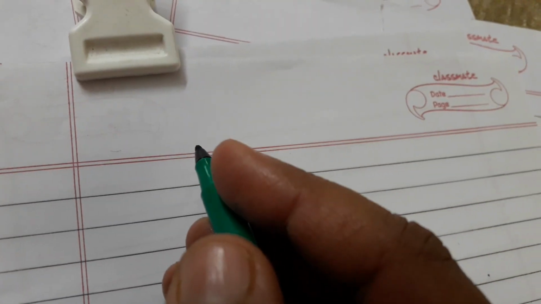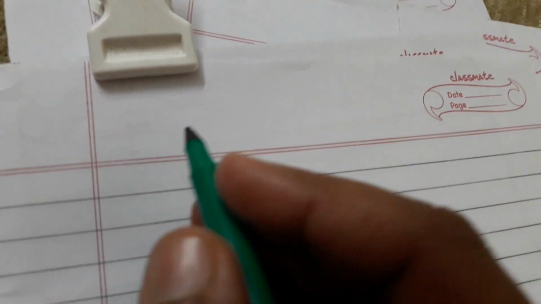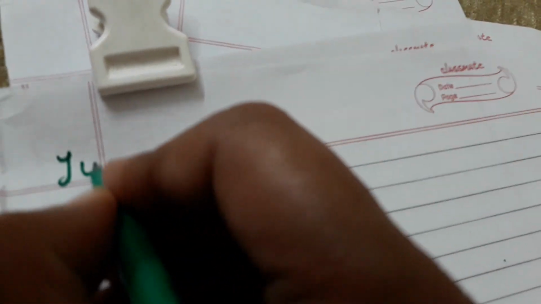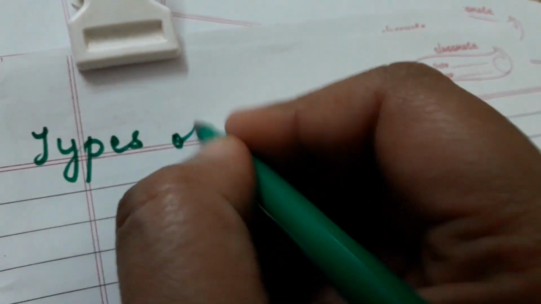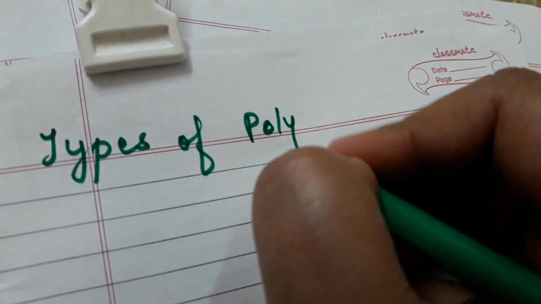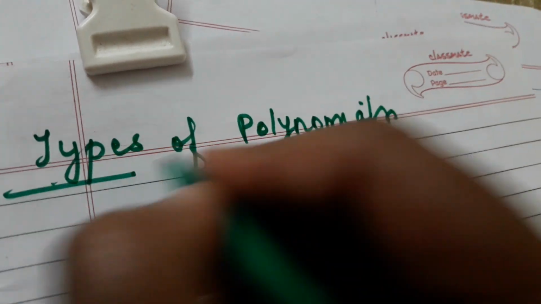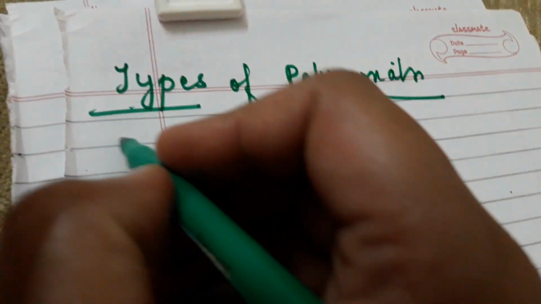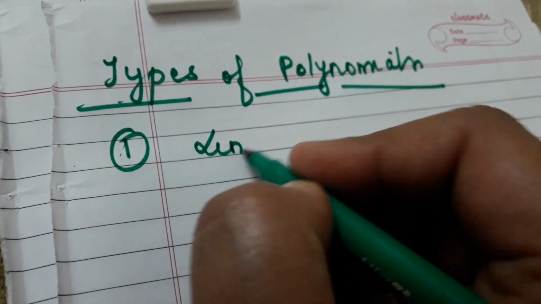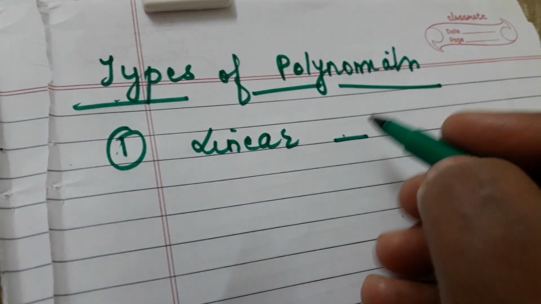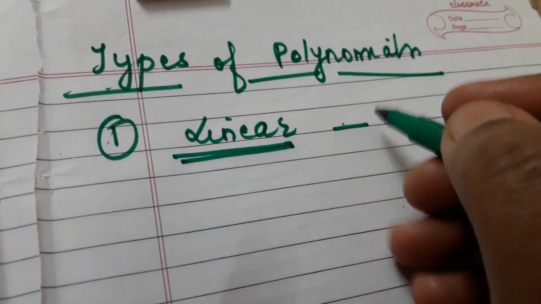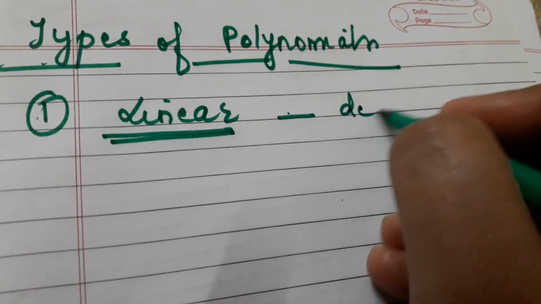In the previous video I was explaining the introduction of the polynomial along with the degree and the terms. We now continue with the types of polynomials. When we say the types of polynomials, we have three types in this. Number one, linear polynomial. In the linear polynomial, the degree of the polynomial will be 1.